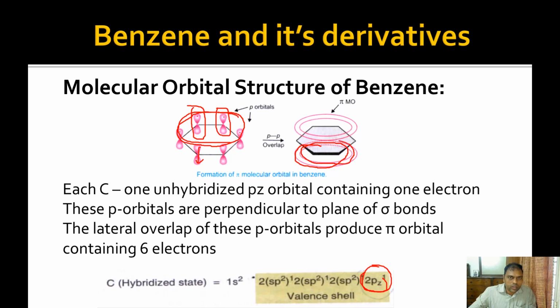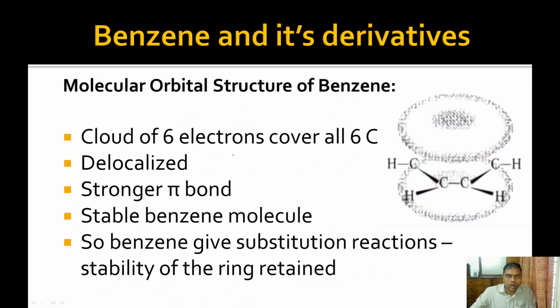When they combine together, they form the pi orbitals. These are the electron clouds which you can see here. All six carbon electrons of 2pz are going to form the cloud like this, both above and below the plane of the carbon structure, right? And because of this, this benzene is very stable.